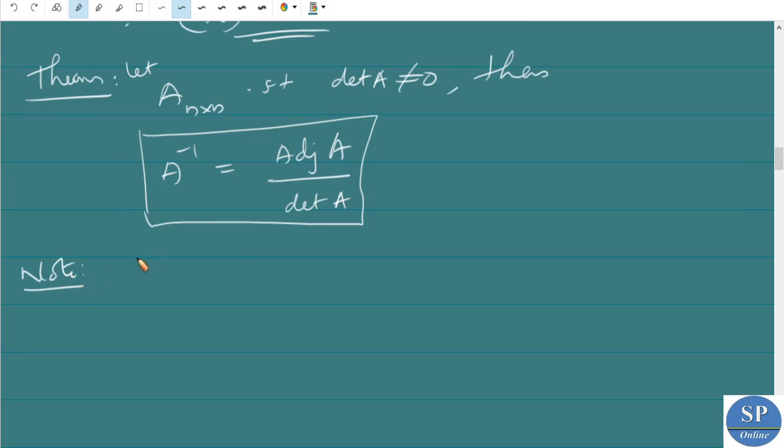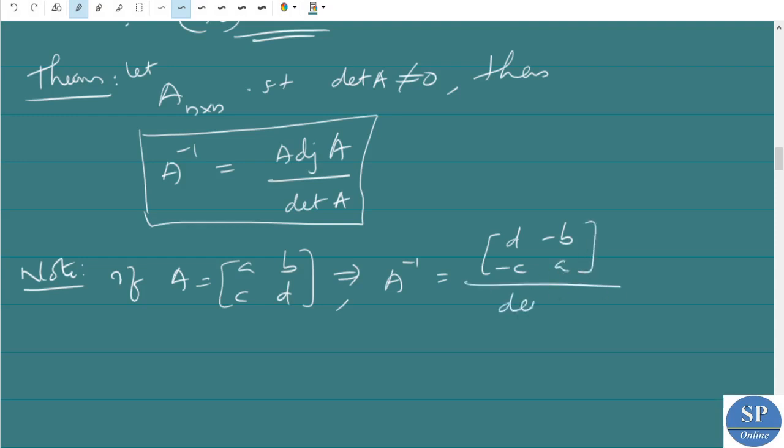We know in a 2 by 2 case, if A equals the matrix with rows A, B and C, D such that the determinant of A is not equal to 0, then A inverse is equal to the adjoint of a 2 by 2 matrix, D, minus B, minus C, A, divided by the determinant of A. So we are just interchanging the diagonal elements A and D, and reversing the sign of the off-diagonal elements. So we have the inverse of a 2 by 2 matrix.